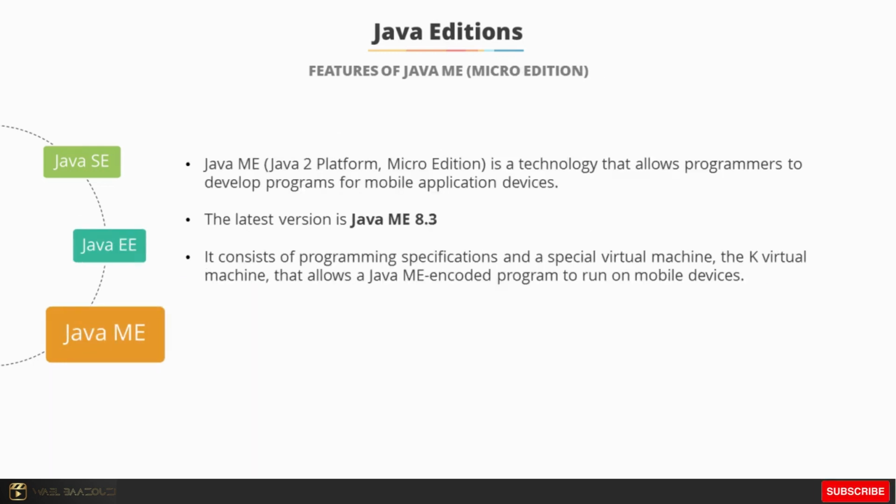Next, we have the Micro Edition. It's a technology that allows programmers to develop programs for mobile devices. The latest version is 8.3, and it consists of programming specifications and a special virtual machine, the K virtual machine, that allows Java ME encoded programs to run on mobile devices.